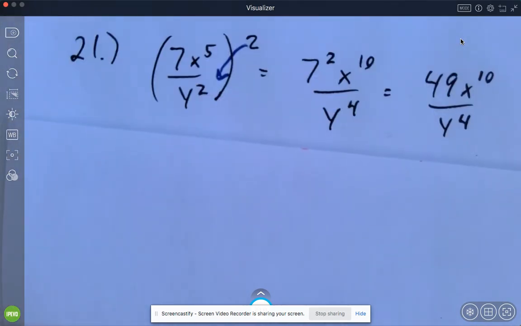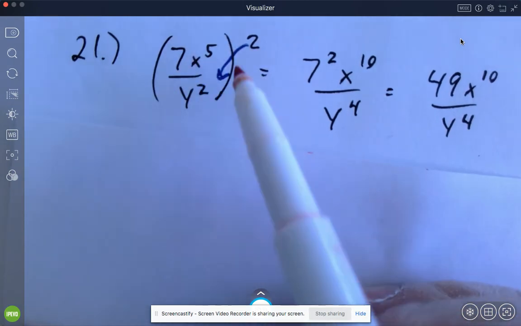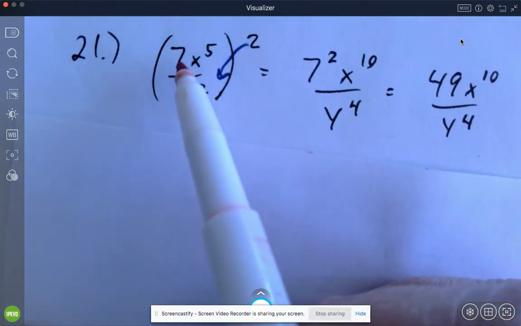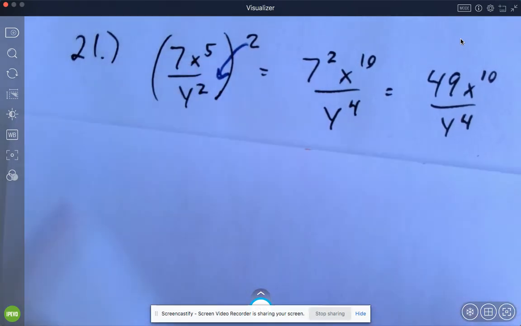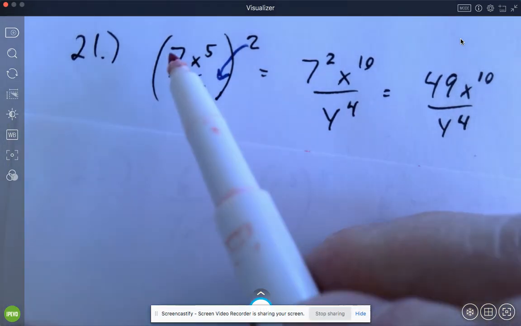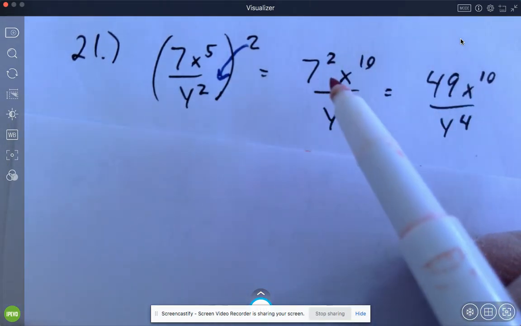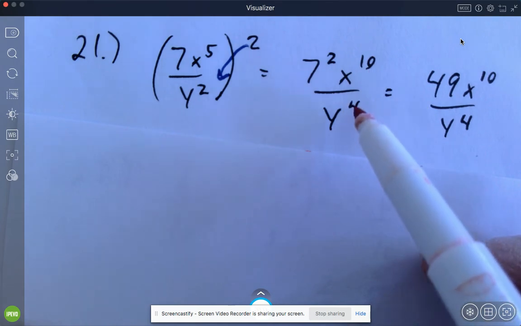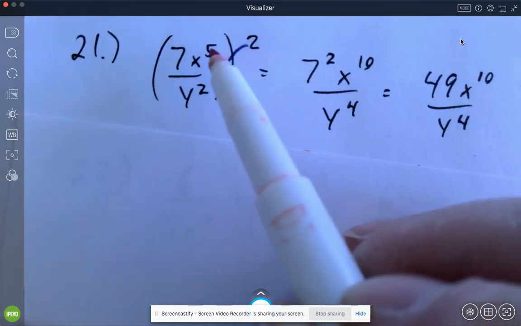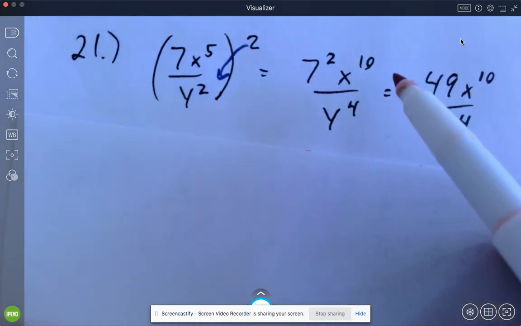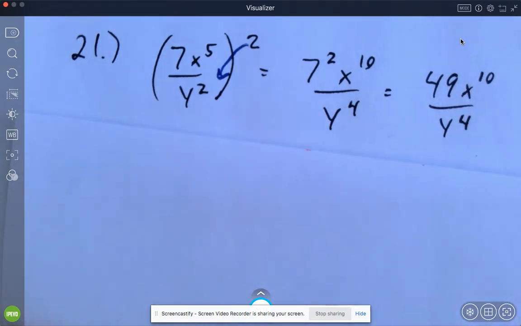Number 21, this one took a little bit of effort. So 2 goes to everything on the inside. Don't forget that the 2 goes to the 7 as well. So 7 to the 2nd power is 49. This is x to the 10th, y to the 4th, because I multiply my powers by powers, but I can't do anything else because they're not like bases.